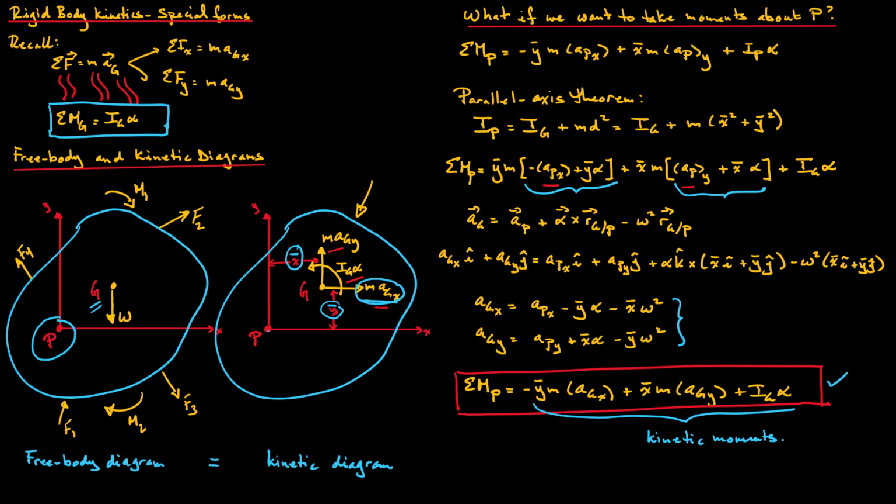So these are the moments due to the kinetic terms at the center of mass, but about axes passing through a point P, which is other than point G. So in shorthand, we can write that the sum of the moments about point P is equal to the sum of the kinetic moments, and again, about point P.